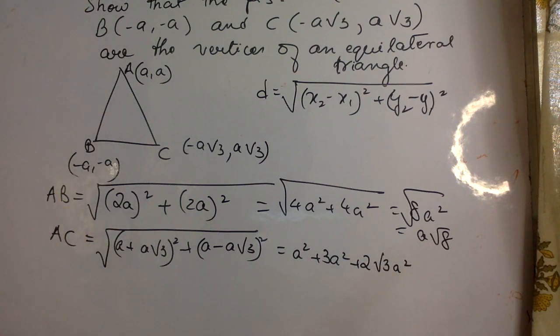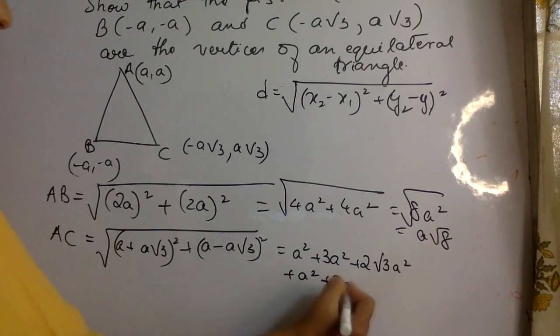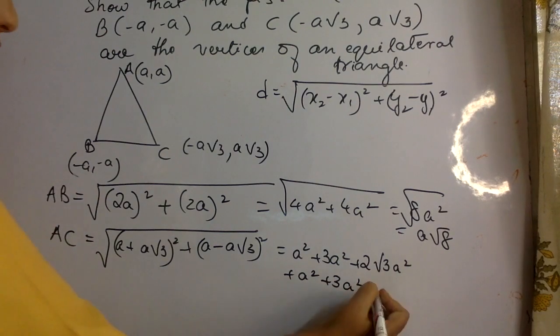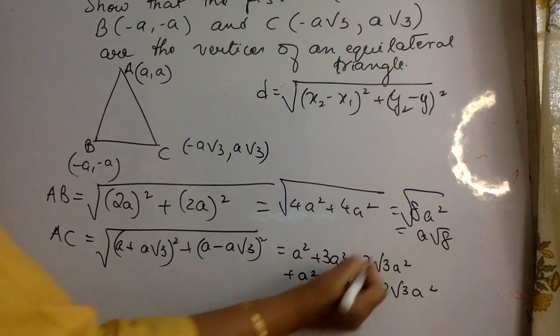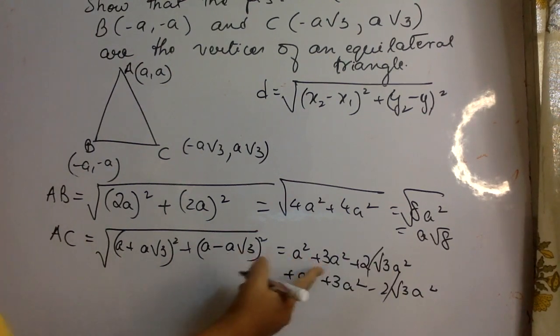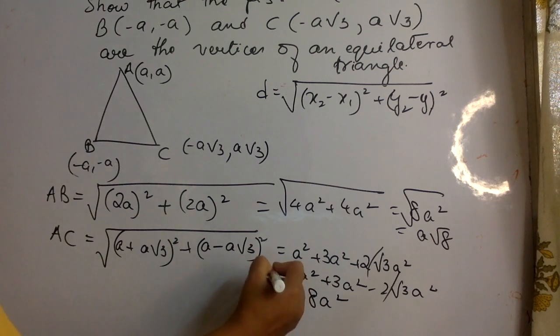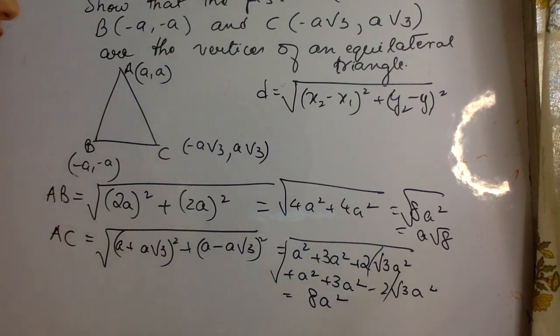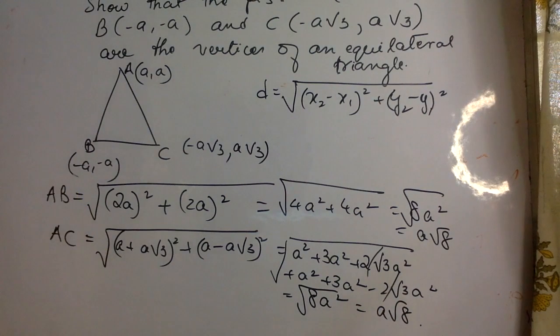Then let's come to the second one. Here a square plus 3a square, that is a square plus b square minus 2 root 3 a square. That makes it 4a square plus 4a square, 8a square. And I have forgotten the root completely, let me put the root. That makes it a root 8 once again.